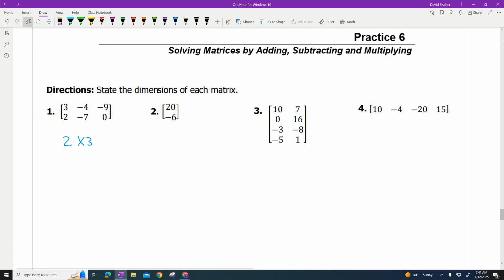Okay? When you're adding and subtracting, they got to be the same size. And multiplication, size doesn't matter. You're just going to take like 3 times everything that's inside it. But if you're adding and subtracting, they got to be the same size.